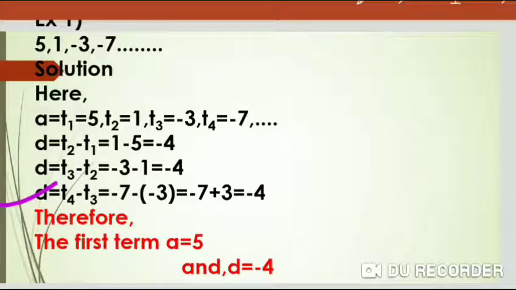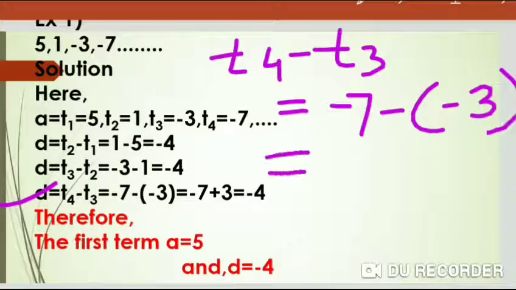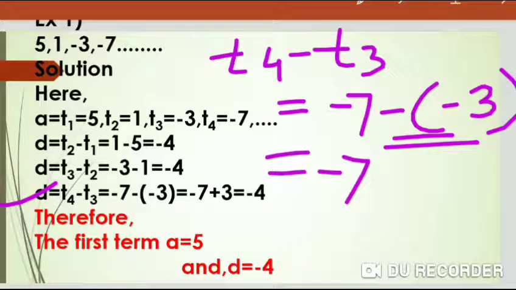Now see the next one. d is equal to t4 minus t3. Now see t4 minus t3. Value of t4 is equal to minus 7 and value of t3 is equal to minus 3. Therefore it can be written down in the bracket. Here we again solve the bracket. Minus 7 is written down as it is, but see here minus minus, it becomes plus and 3.